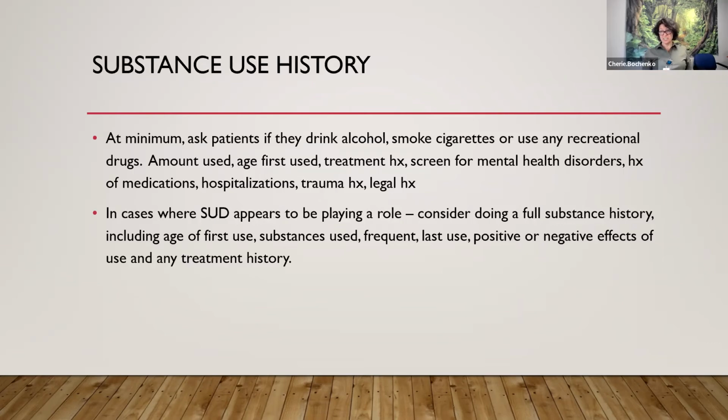For substance use history, at minimum, we're going to ask patients if they drink alcohol in certain settings. This is a primary care for people who have substance use, so we're delving into all the use for different classes of drugs. We want age of first use, treatment history. We're going to screen for mental health disorders, history of medications, hospitalizations, trauma, legal history. We're going to do a full substance history, and that's part of admission to opioid use treatment, is to establish that history.